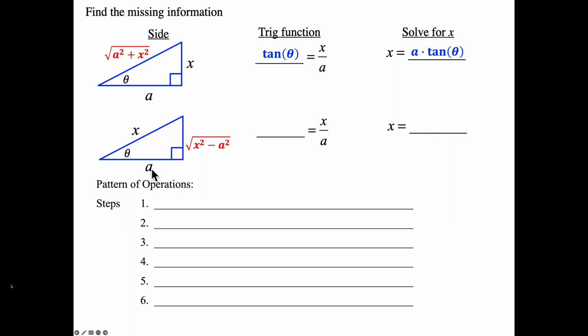A is the adjacent, x is the hypotenuse, but we want x over a, so we're not looking at cosine, we're looking at its reciprocal, secant theta equals hypotenuse over adjacent. Multiply over the a, there's my answer for x, or my solved for x equation.